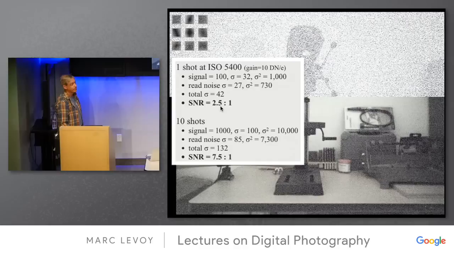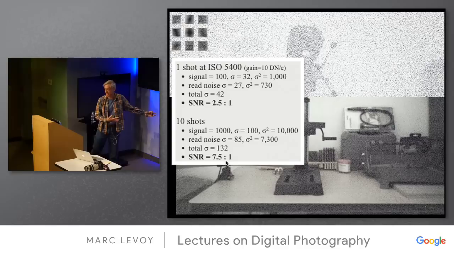If I take 10 shots, then the signal goes up by a factor of 10. The variance goes up as well. Add those two together, take the square root again. Now this ratio is 7.5 to 1. So there is the advantage of aligning and averaging multiple frames.